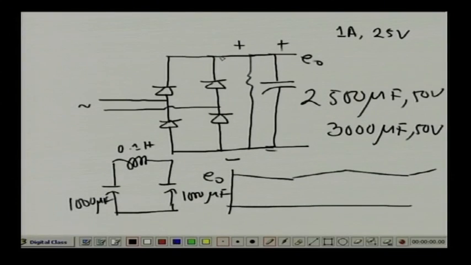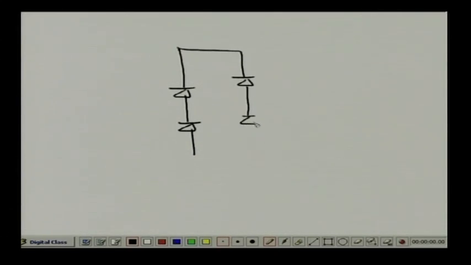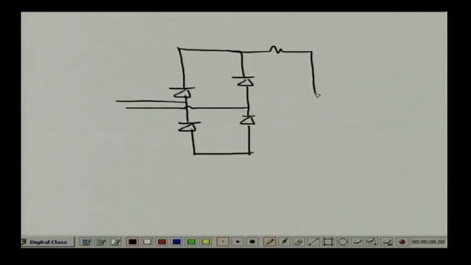To limit this, what we can do is put a small value thermistor in this position. If I take a new page, it will look like this. I will put the diode as before, okay. Now put a capacitor there, and a small value thermistor, and I have an AC.